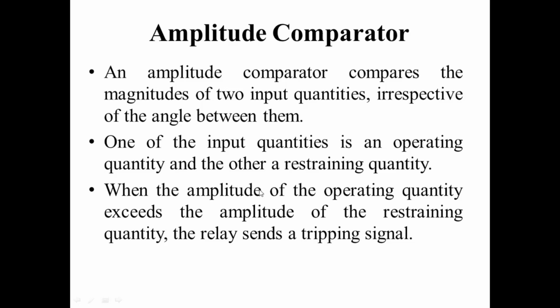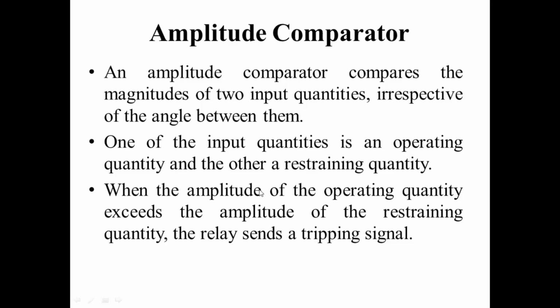Means there are two quantities: the operating quantity and the restraining quantity. When the amplitude of the operating quantity exceeds the amplitude of the restraining quantity, the relay sends a tripping signal. In the electromechanical type relay, as discussed, the basic principle of any relay is that when the operating quantity is greater than the restraining quantity, the relay sends a tripping signal to the circuit breaker. It is the same principle: the operating quantity is greater than the restraining quantity.